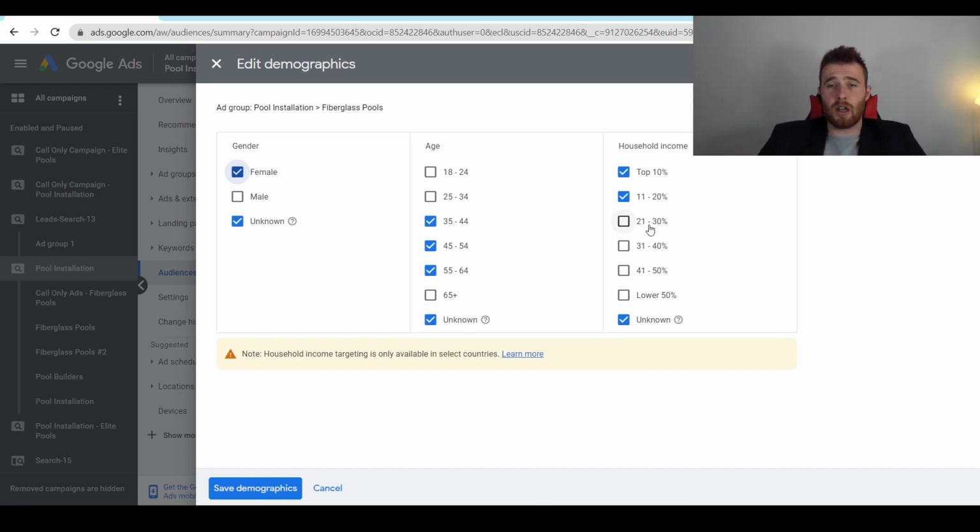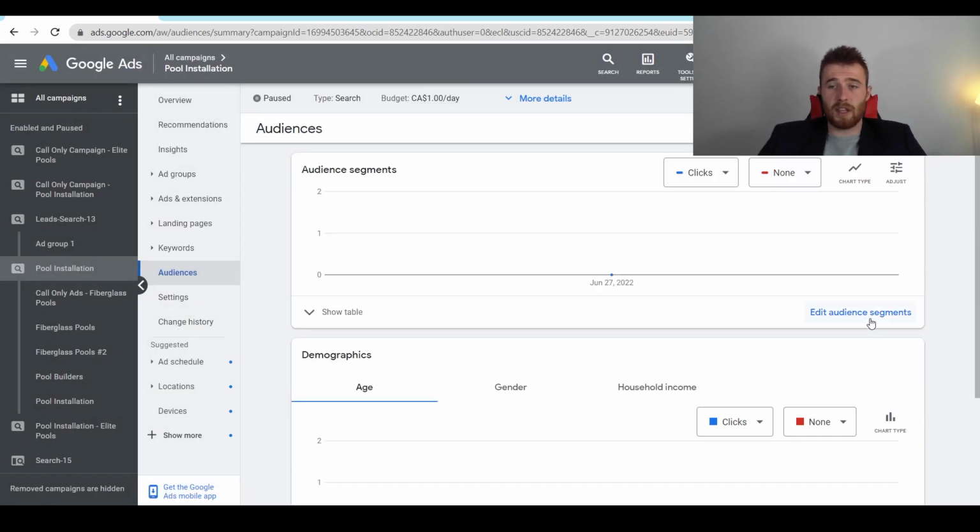We can also adjust for household income as well. So maybe we're selling super high-end goods where only the top 10% can buy. We can get rid of all the other earners in here. Same with gender as well. Maybe we only want to sell to females, or maybe we only want to sell to males. Whatever we want to do, we can adjust these demographic settings and really see a boost in our conversion rates. Again, very overlooked most of the time, and I really recommend segmenting this out because it will definitely help with conversion rates. The other thing is audience segments.